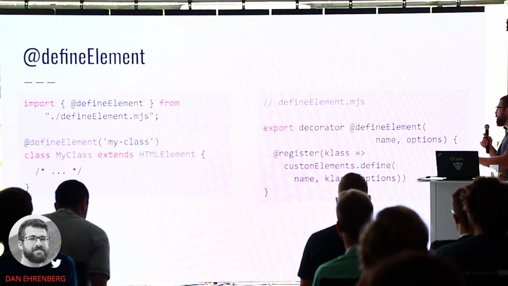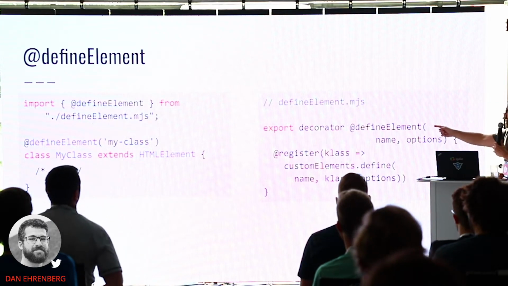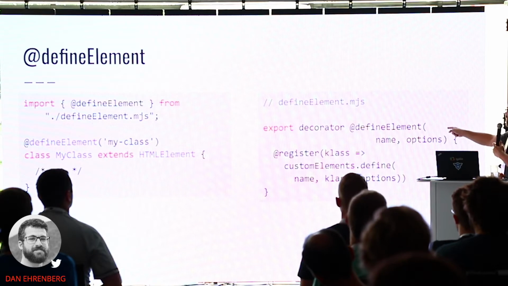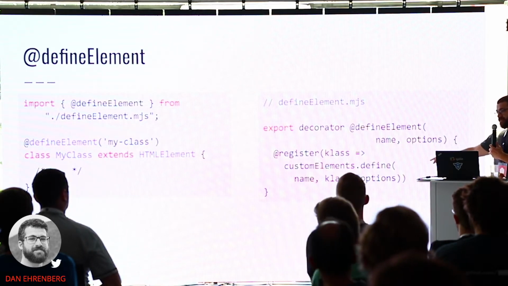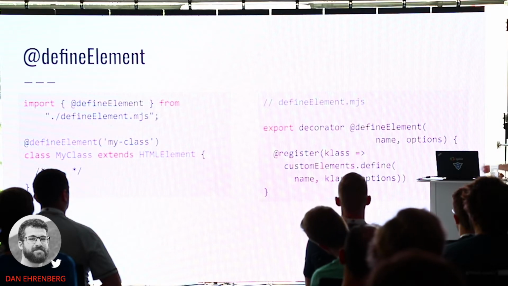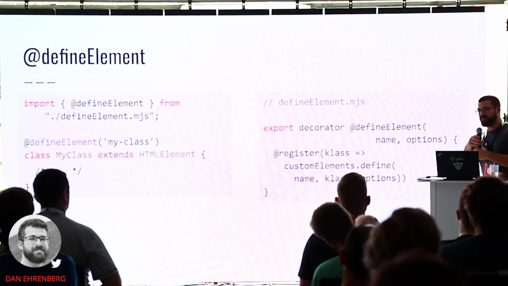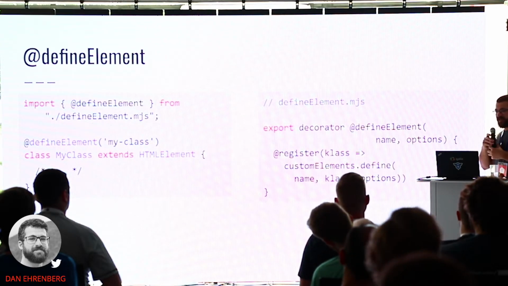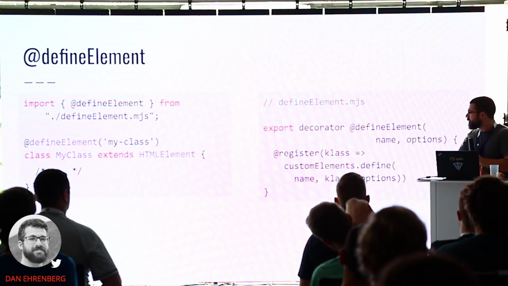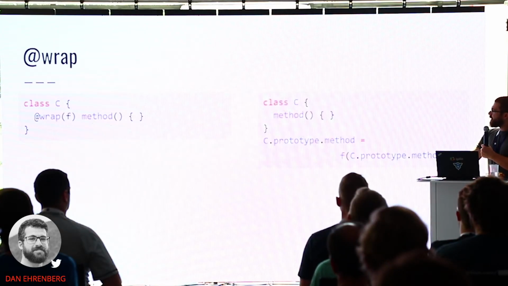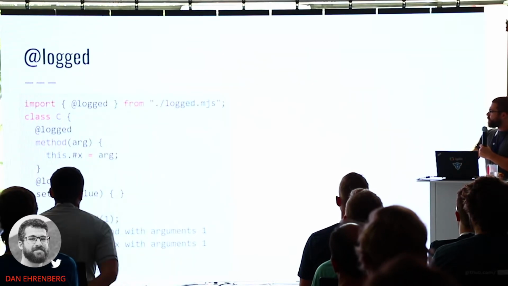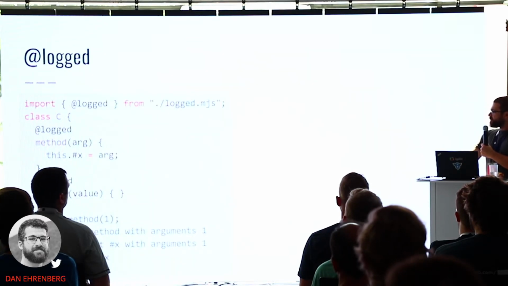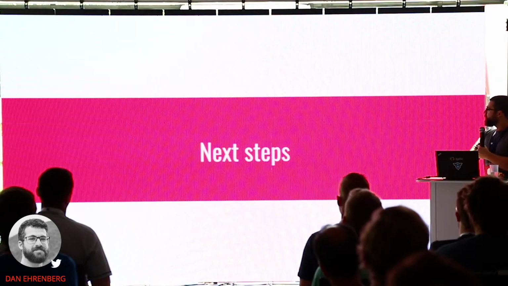Anyway, this could be implemented with this decorator declaration format. It takes these arguments and it calls out to register, passing in a callback. So in this way, it does the same thing of defining the element. Just for time, I'm going to skip the slides about wrapped, but this basically wraps a whole class or a method, and so you could implement a logged decorator.